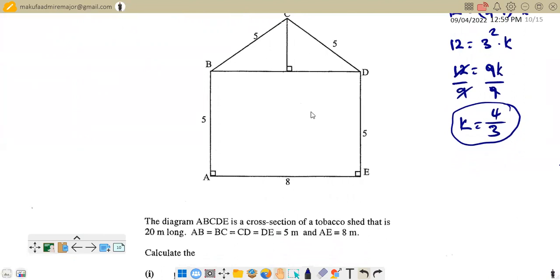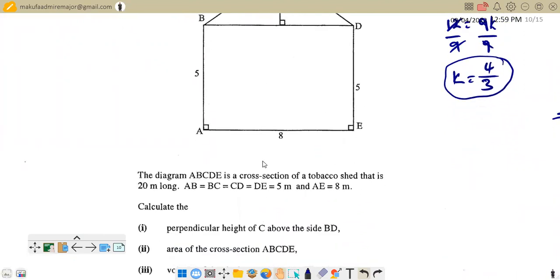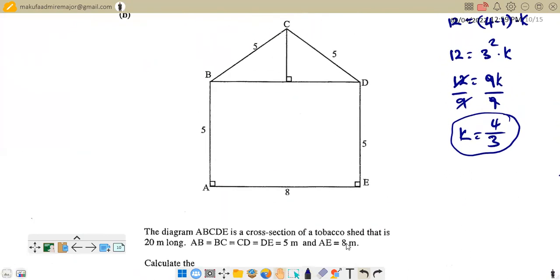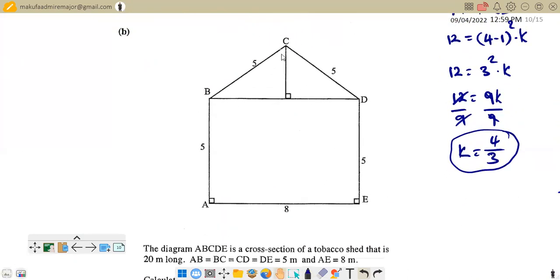And we are given the dimensions, as we can see. The first question is to calculate the perpendicular height of C above the side BD. So we need the perpendicular height of C. This is our C above BD, as you can see. So how are we going to calculate this height here? This is the height that we need, the perpendicular height, guys, okay?